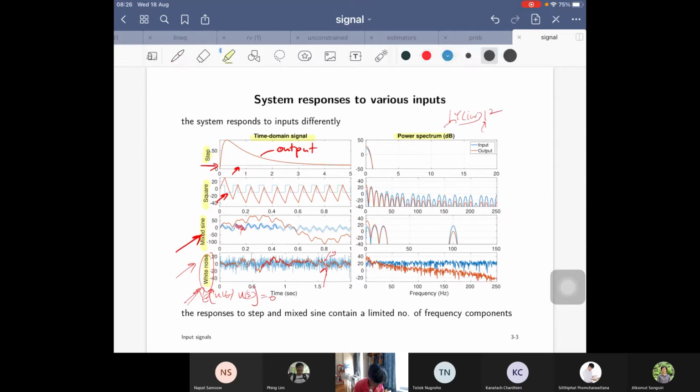Now let's take a look at the results here. When you consider the step response, what you see in the frequency domain, the step input is a constant, so it has only the component in DC mode at zero frequency, as well as the output. Okay, for square wave, what do you know about the square wave?